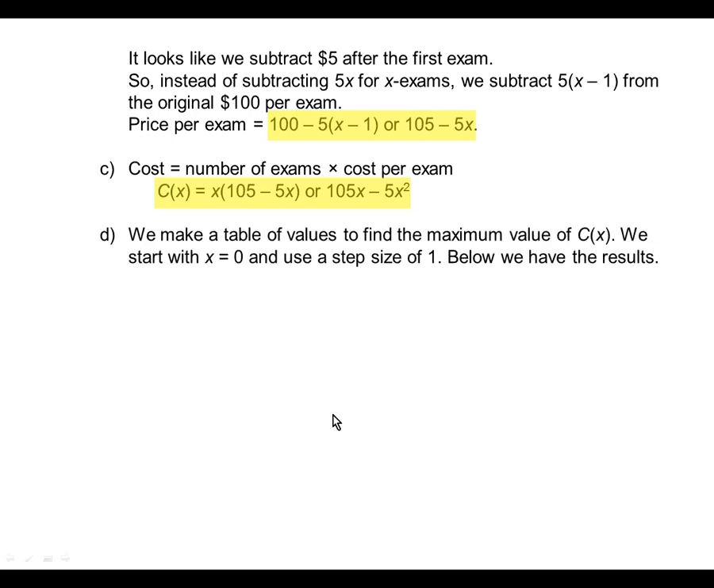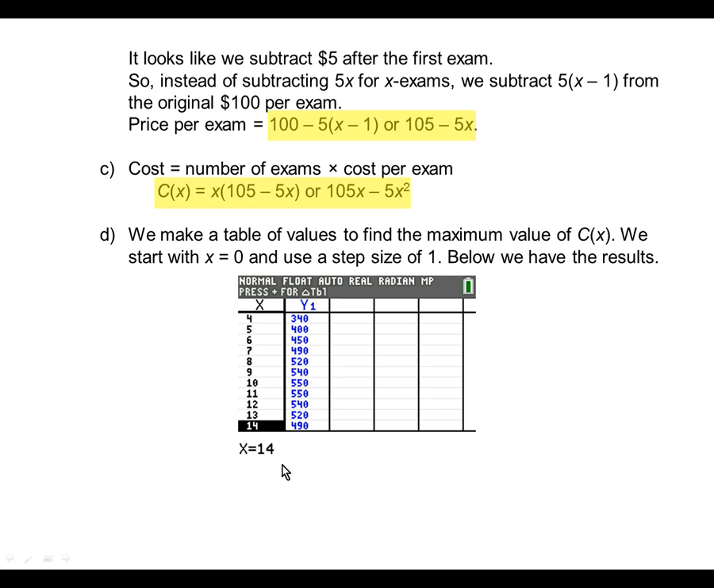Okay, question D says to make a table of values to find the maximum value of C of x. We're going to start with 0 and use a step size of 1. So here are my results. I want to notice that y1 is increasing, and then I want to see where it starts to decrease. So 340 to 400 going up, going up, going up, 550, 550, and then it starts going down. Notice it goes down in the same way it went up. Once again, there are two values of x that will work, and the maximum cost is going to be 550.